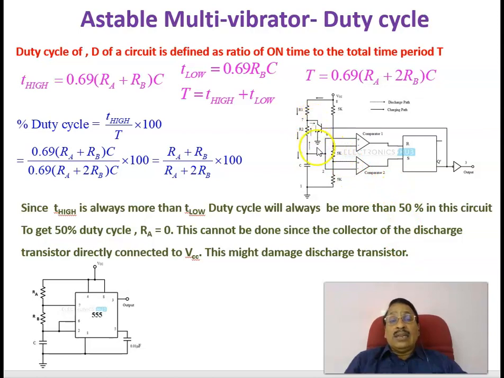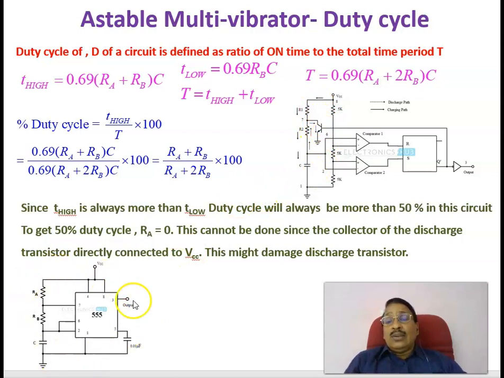During discharging, there will be current through the transistor. Since the discharge transistor is connected directly to the VCC in the absence of RA, or if you are shorting this one, that will cause damage to this transistor. Therefore, that is not at all recommended.